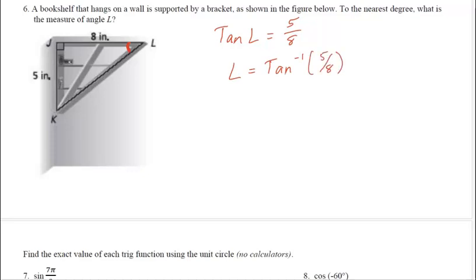So we'll go to our calculator and do second button, tangent, and then 5 divided by 8 in parentheses. And let's see, to the nearest degree. So it's 32.0053. So to the nearest degree, we would just say it's 32 degrees. So to the nearest degree means no decimal places. It would just be a whole number, a rounded whole number.